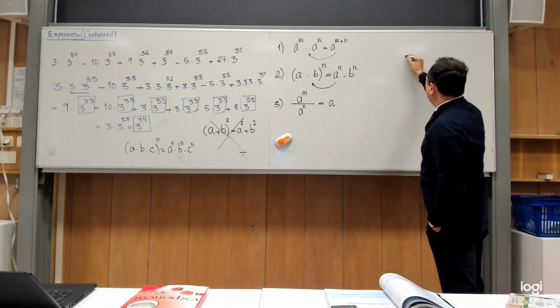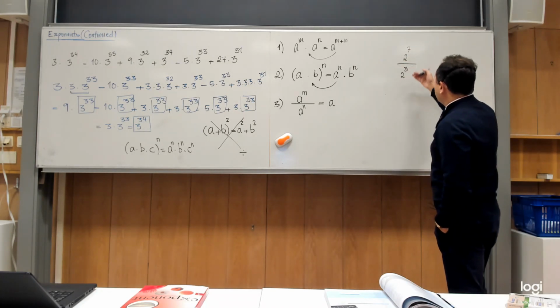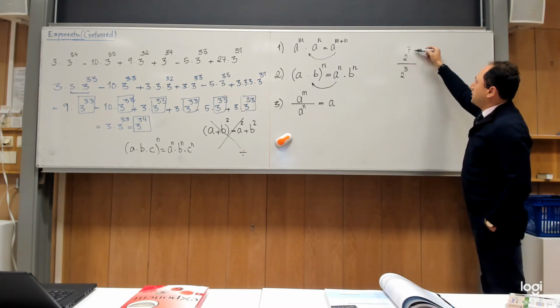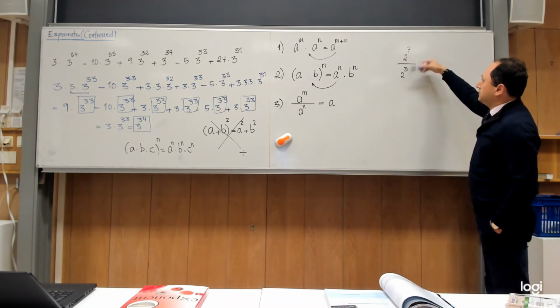So for example, I have 2 to the power of 7 and I want to divide it by 2 to the power of 3. This problem is so simple, so you can calculate this. This becomes 128, this becomes 8, and dividing is not hard.